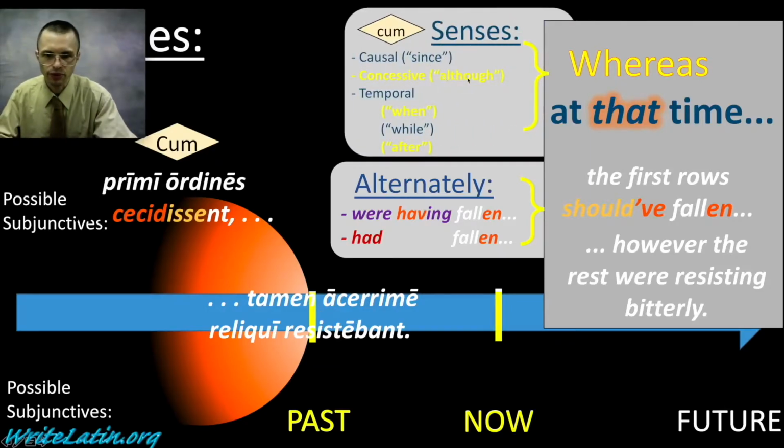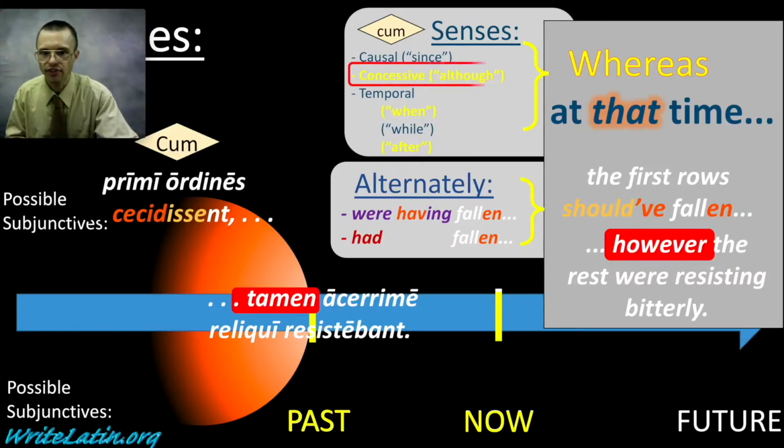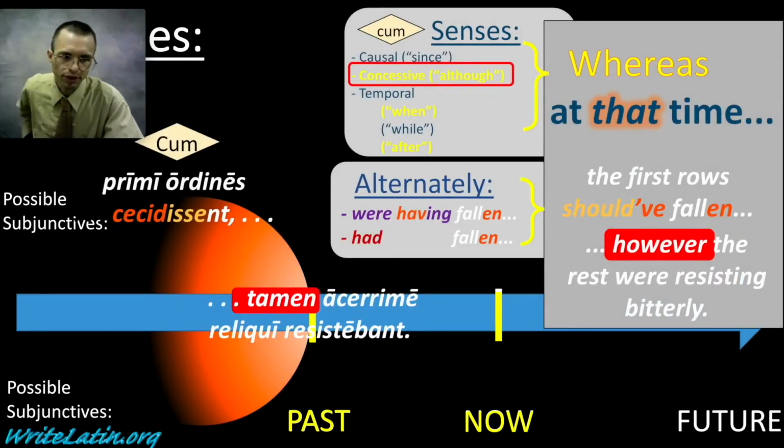In this case, the ones that will work are although, when, and after. And the big giveaway is, look here, tamen, however. Obviously, if you've got a however, you're going to start with an although. And that's going to be your best translation for a fancy production.